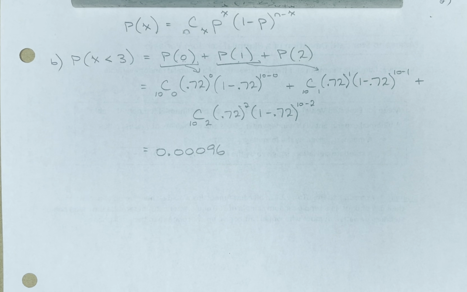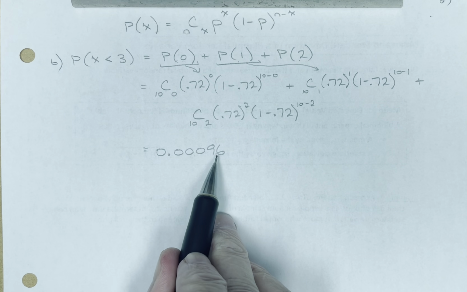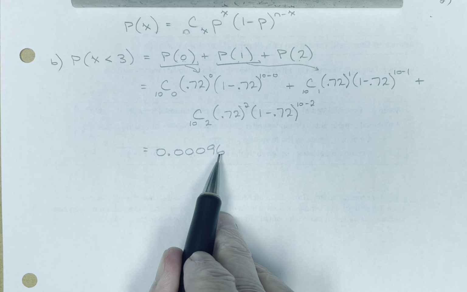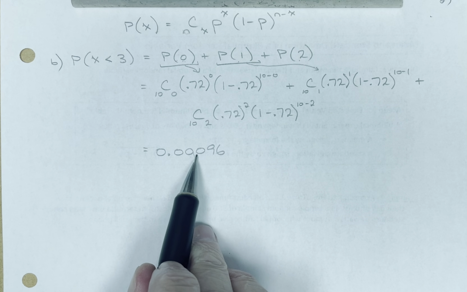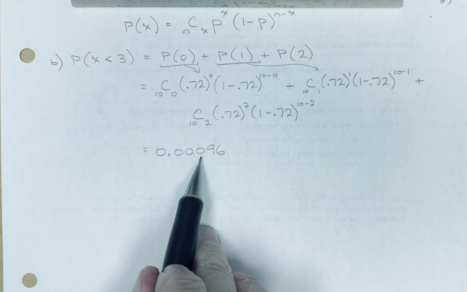0.00096. Okay, the probability in this situation of fewer than 3 adults saying they would rather give up chocolate is pretty darn small. Okay, if we do this 100 times, it's even less than 1. It's a fair piece less than 1, actually.